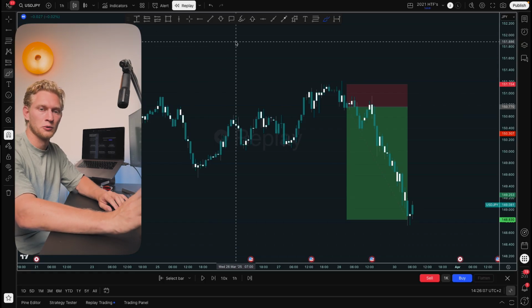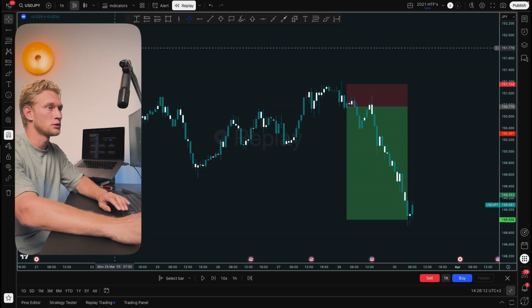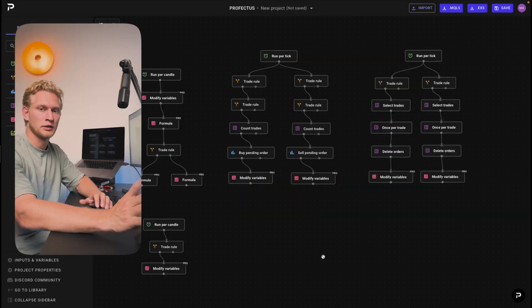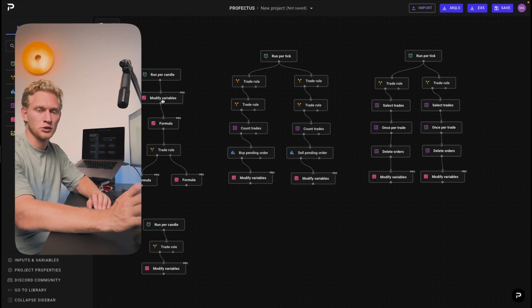Now let me show you real quick in Profectus AI, just so that you have an image of how it looks. Within Profectus AI, you have here the whole system. It's just a few blocks. We have this part, and this part, and then a small part here. These are all the blocks you need to use to create and automate this Wyckoff strategy. Like I said, no programming is involved. It is just dragging and dropping the right blocks and then putting the right settings within the blocks.